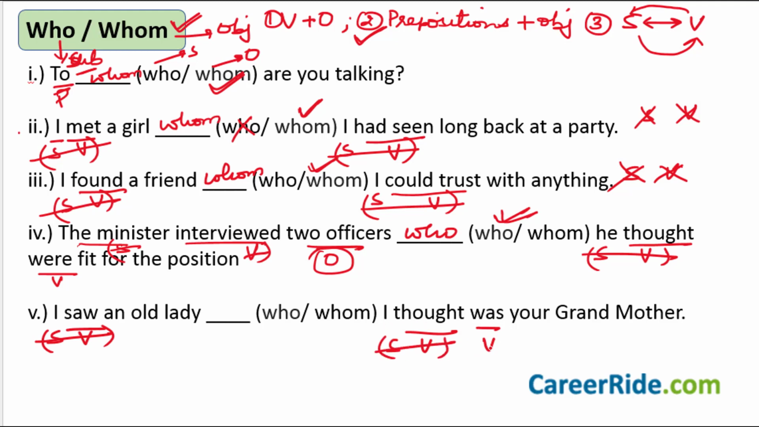Okay, was. Do we have a subject for this verb? No, I don't see a subject for this verb, because this old lady is an object. I saw an old lady. This is an object. So we require a subject. Subject is who. So simply fill in who here. I saw an old lady who I thought was your grandmother.